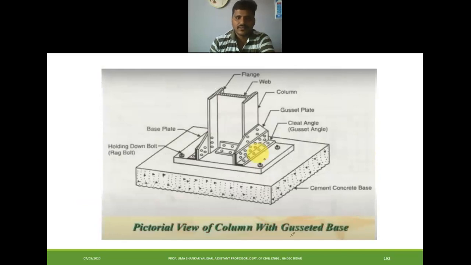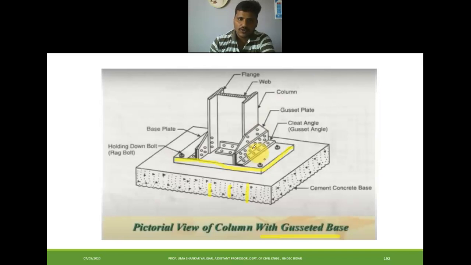The next one is the gusseted base. It also looks almost similar to your slab base. Here also you have the bottom RCC slab, and here also you have the steel plate. You can see the steel plate has a little bit higher thickness as compared to your slab base.